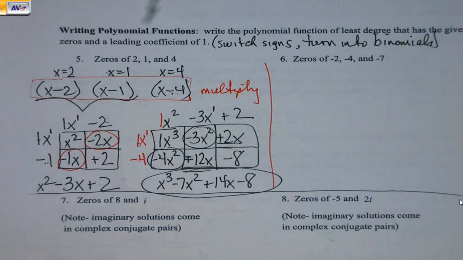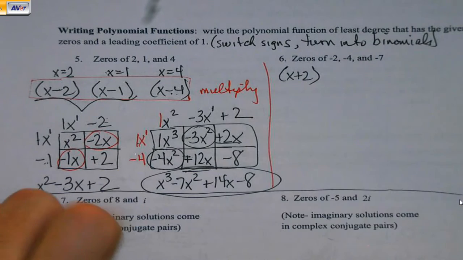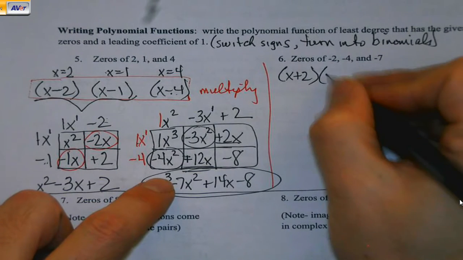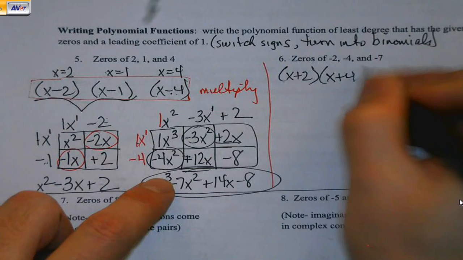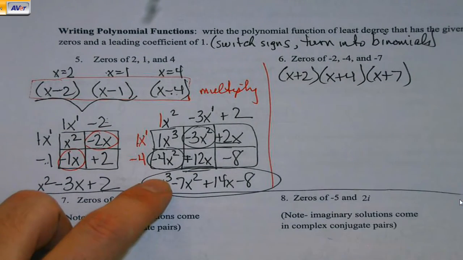Now, number 6, I'm not going to do the whole thing. I just want to make sure we can get them into the correct binomials. So I look at this and I go, okay, opposite signs. So opposite of negative 2 is positive 2. Opposite of negative 4 is positive 4. Opposite of negative 7 is positive 7.